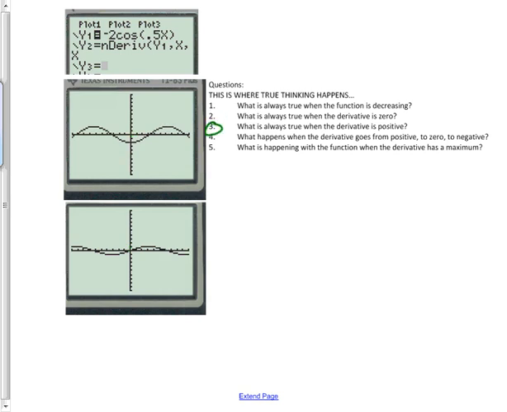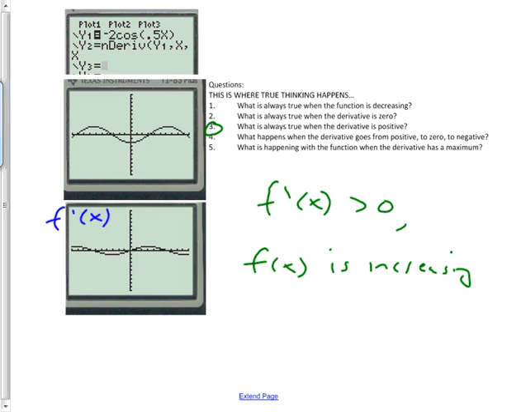Next question. What's always true when the derivative is positive? We said when the derivative is greater than 0, or when it's positive, our function is increasing. So let's look at that to make sure that it holds true here. Here's a section where my derivative is positive, where it's above the x-axis, and it corresponds to this section of my function graph where the function is increasing.